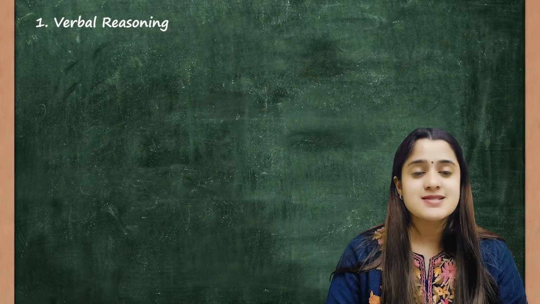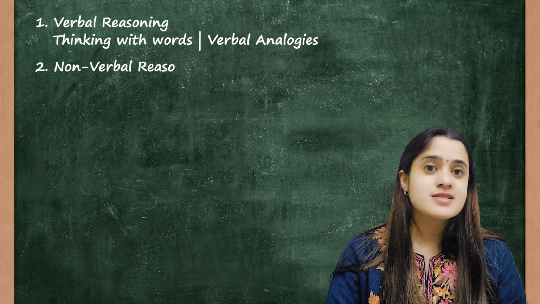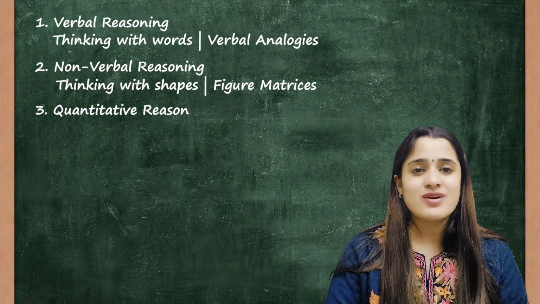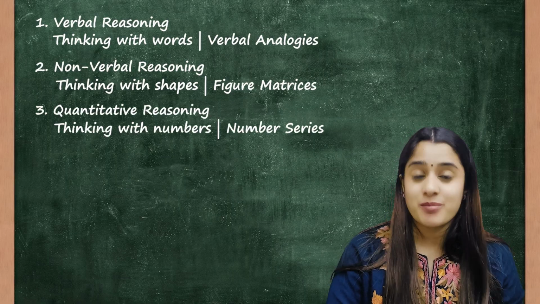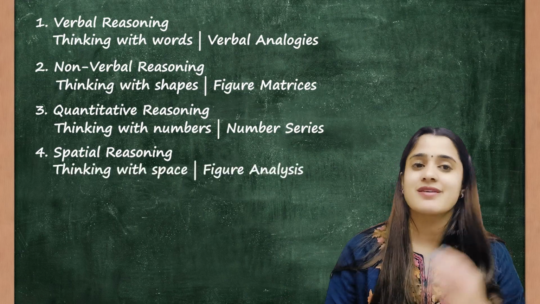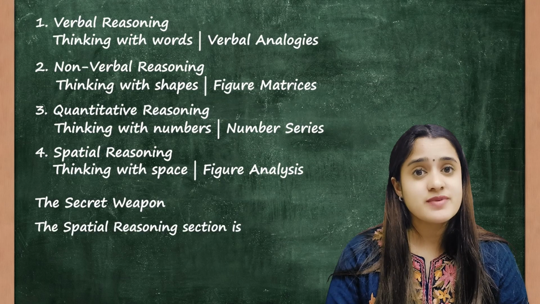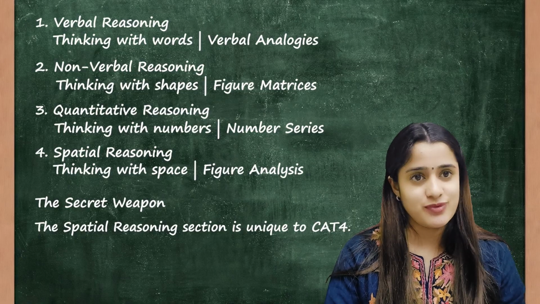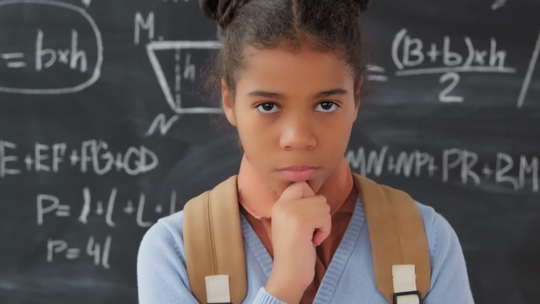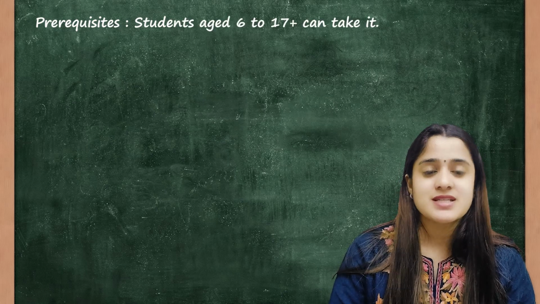Verbal reasoning tests thinking with words, and non-verbal reasoning tests thinking with shapes. Quantitative reasoning tests thinking with numbers, and spatial reasoning tests thinking with space, like mental paper folding. The secret weapon, the spatial reasoning section, is unique to CAT4. It tests STEM potential. If your child is bad at mental math but great at Legos, this section will boost their score significantly. Students aged 6 to 17 can take it.